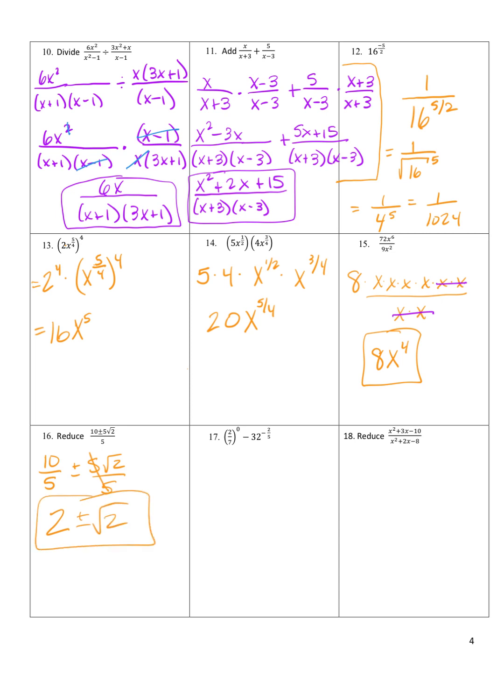For 17, we have 2/7 to the 0 power, which is 1. Anything to the 0 power is 1. So we have 1 minus 32 to the negative 2/5.